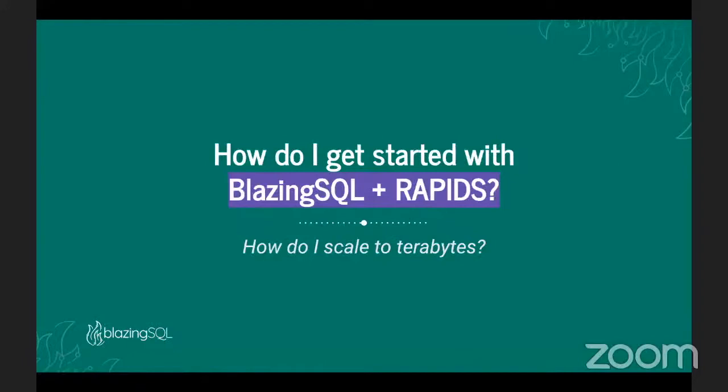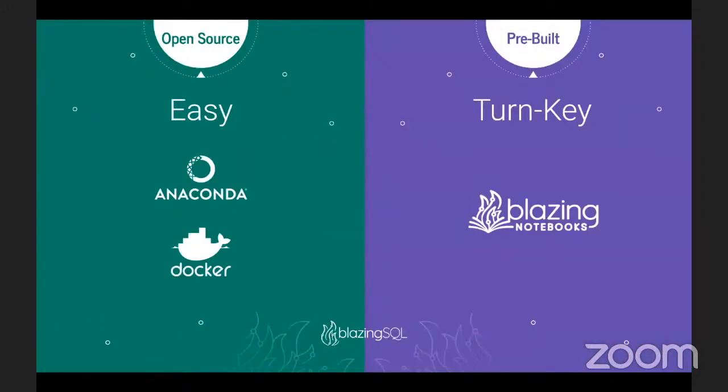So how do you get started with Blazing SQL and Rapids? There are two ways. You can do open source, easy installation via Conda, or download either the Rapids Docker container or the Blazing SQL Docker container. Or as we are going to show you today, you can use Blazing Notebooks. This is a turnkey, pre-built, completely managed experience to get easily started with Rapids and Blazing SQL.